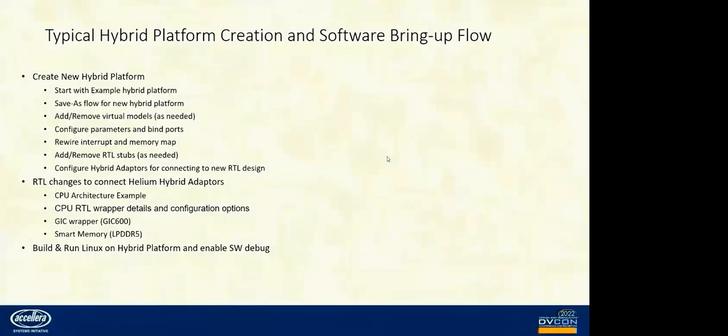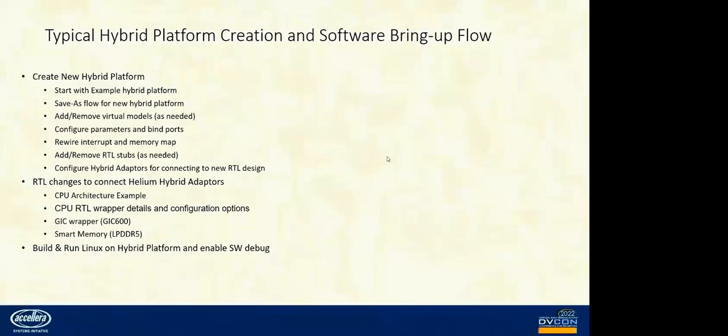Hello everyone. I'm going to talk about the typical hybrid platform creation flow, which will enable software debug on Helium. For that, we'll start by creating a new hybrid platform by utilizing the built-in reference platform as a starting point. We can save the platform and build on top of it by adding new models as per the requirement, by utilizing the various base models provided in the Helium library. Remove the unwanted models from the platform, configure the model parameters as needed, and then we'll talk about how we handle the port bindings, interrupt connections, and the memory map in the platform assembly.